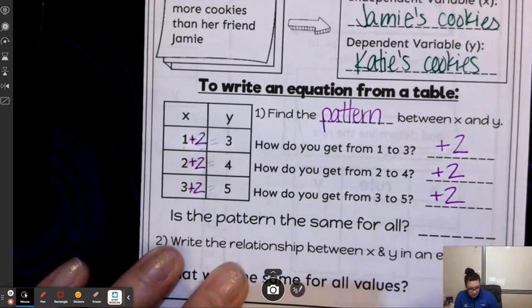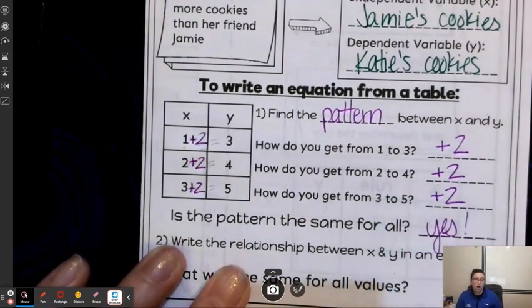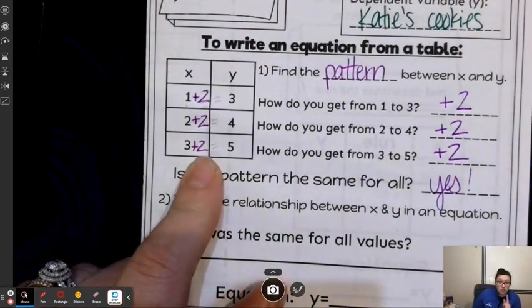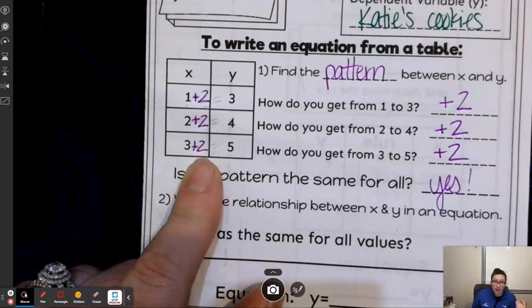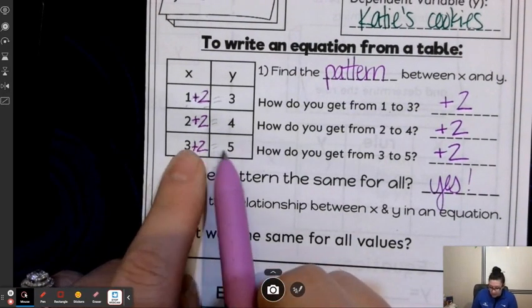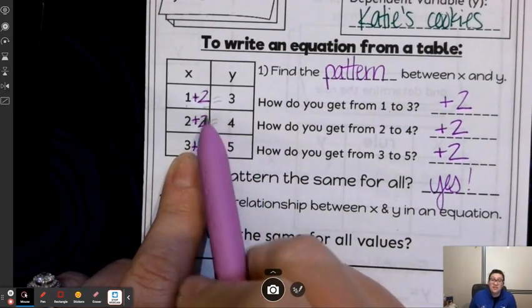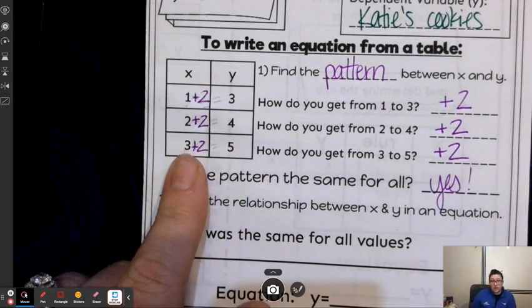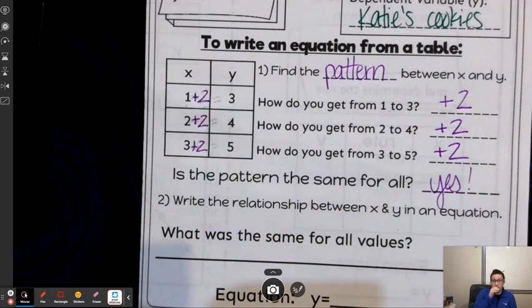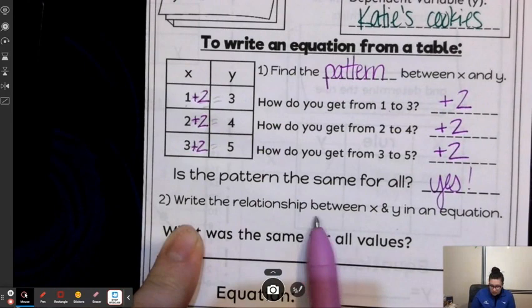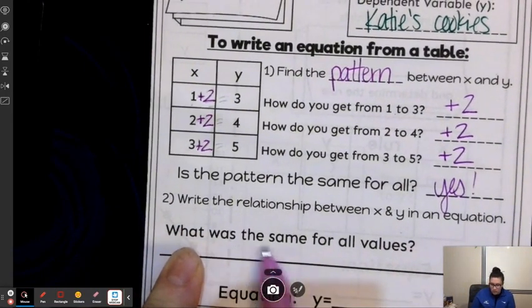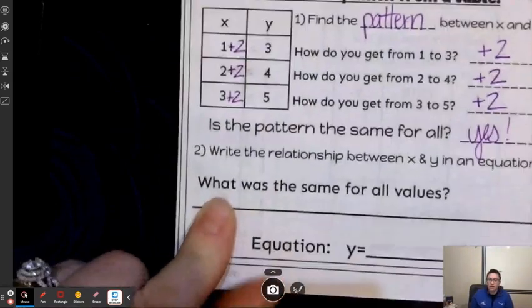This pattern, yes, it is the same for all of these situations. Again, if just one of these rows was wrong, plus 2 would not be our pattern. Like if this said 3 plus 2 equaled 7, even though these two are right, because it didn't work there, it's wrong. It has to be the same for every single row. So in that relationship between the x and y, for our equation, we need to think, what was the same for all values?